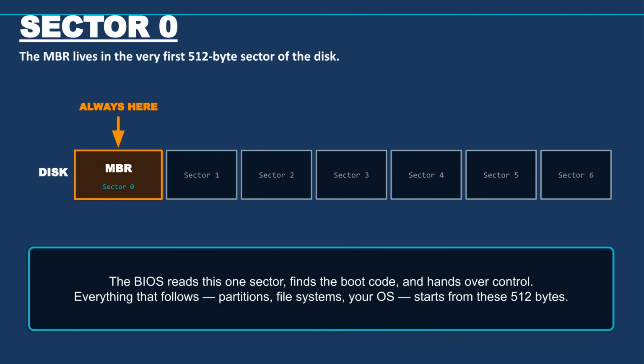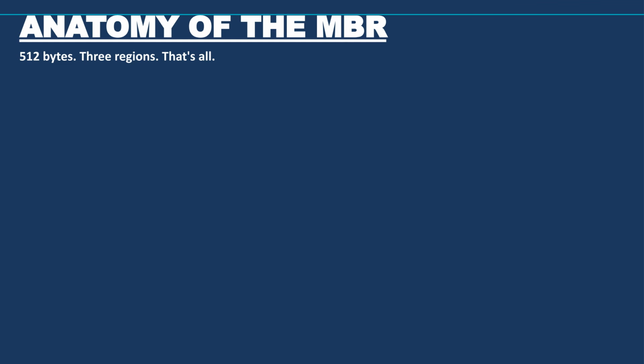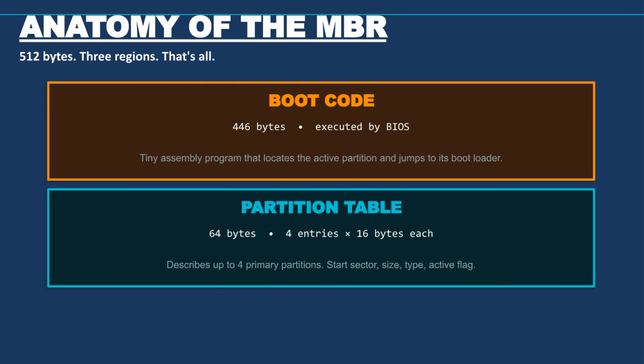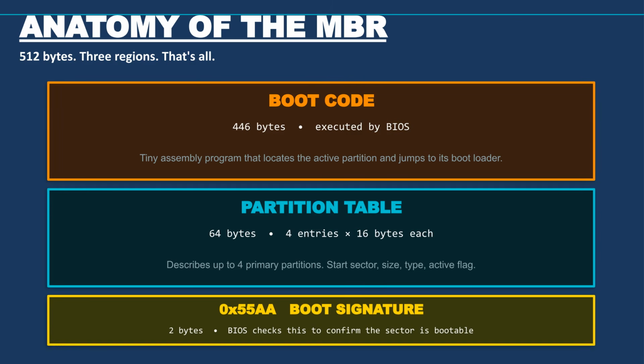The MBR lives in the very first 512-byte sector of the disk, known as Sector 0. The BIOS reads this sector, finds the boot code, and hands over control. Everything that follows, from partitions to the operating system, starts from these 512 bytes. The MBR is only 512 bytes, divided into 3 regions. 446 bytes are dedicated to boot code, 64 bytes form the partition table with 4 16-byte entries, and the final 2 bytes are a boot signature that the BIOS checks.